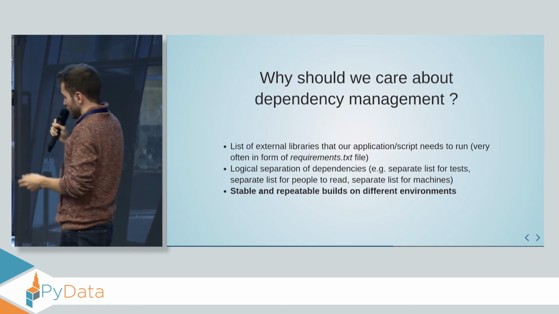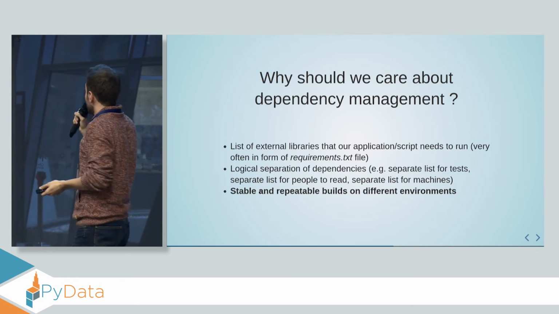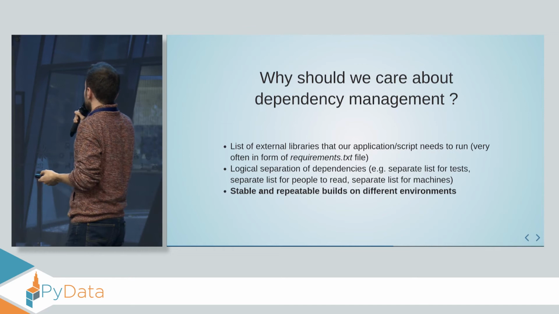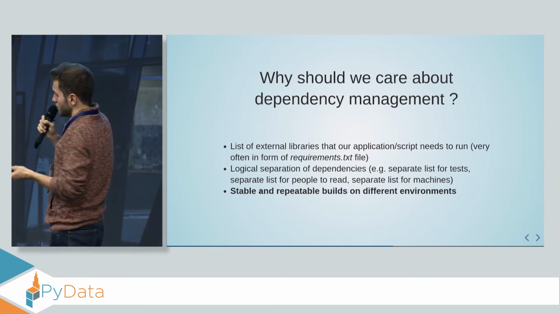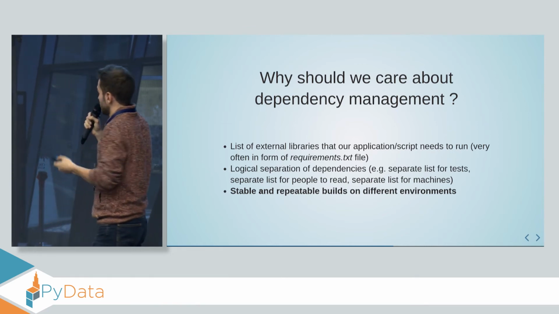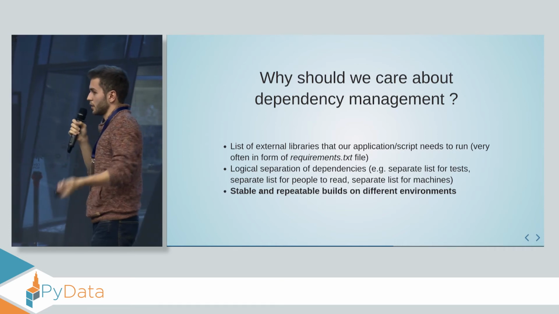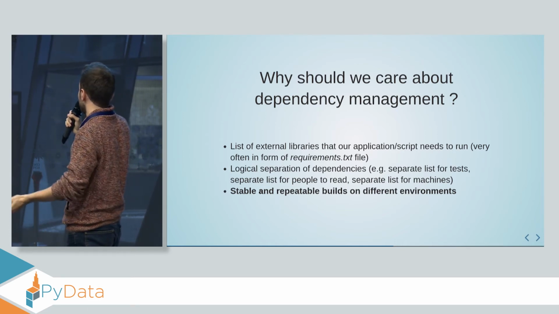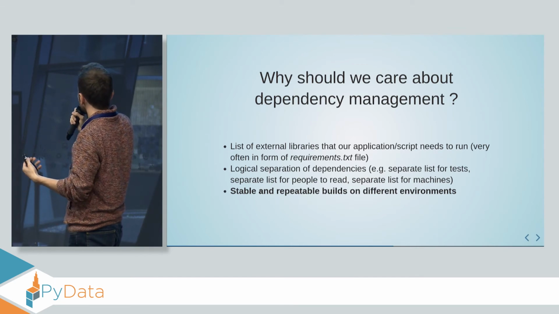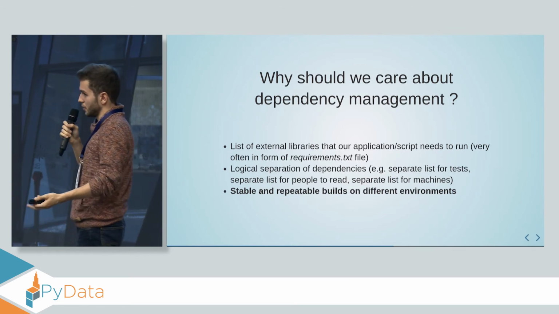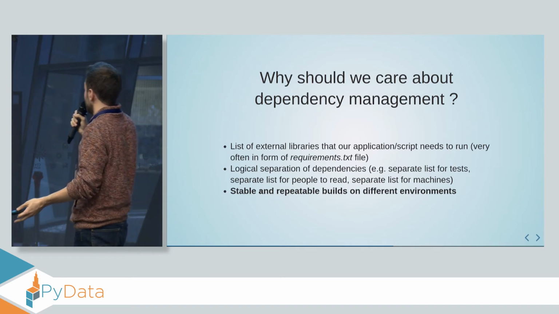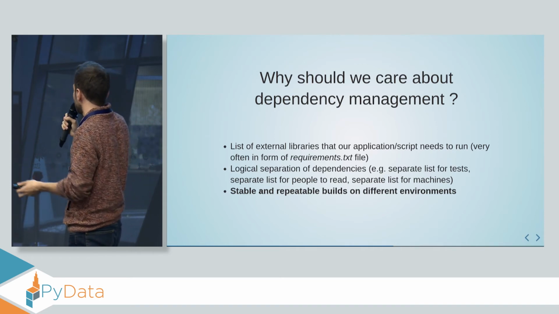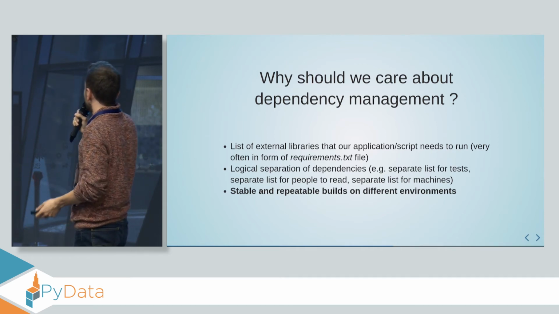We can go further with that, and we can provide a few requirements.txt files. So we can provide, for example, logical separation of dependencies. For example, we can create a separate list for testing, for development environment, and for production environment. We can also provide a simpler list for humans to read, and also we can provide a list for machines which have all dependencies with specified versions locked.